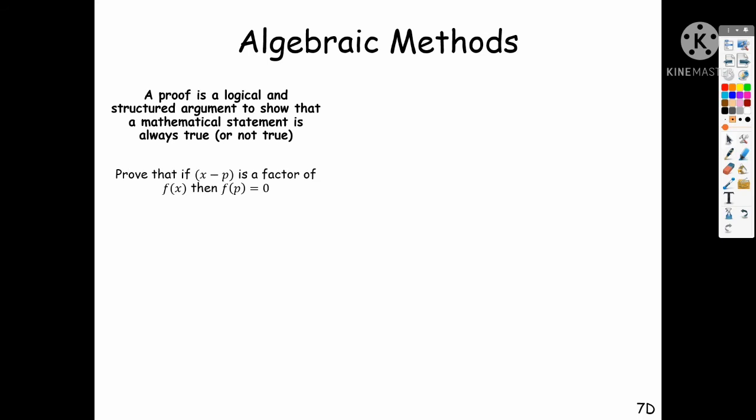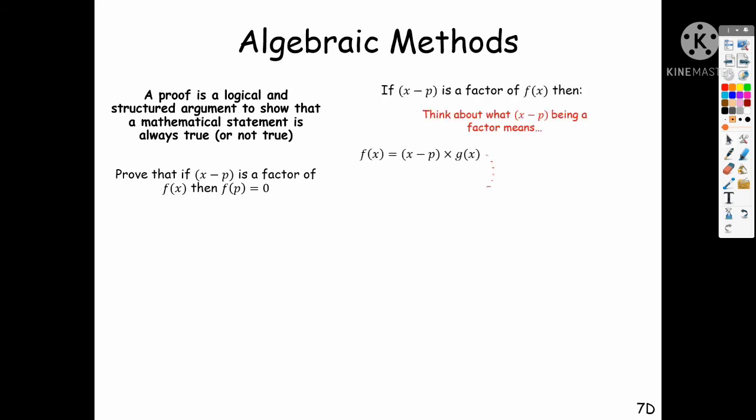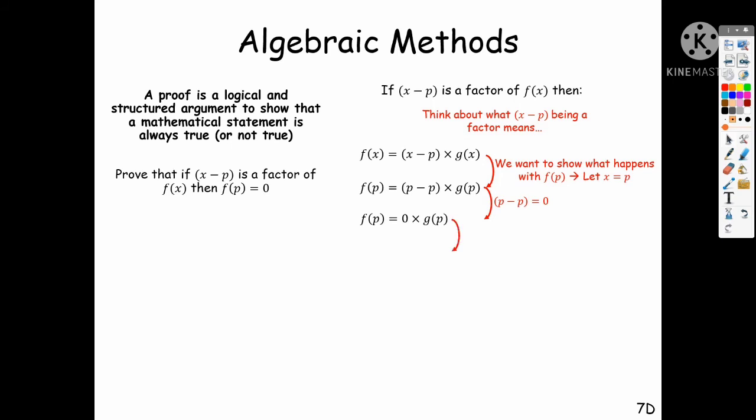Prove that if x minus p is a factor of f(x), then f(p) equals 0. So this is the factor then. Okay. So f(x) is x minus p times another function g(x). We want to show what happens with f(p), so let x equal p. If p minus p equals 0, then 0 times g(p). So f(p) equals 0. Okay.